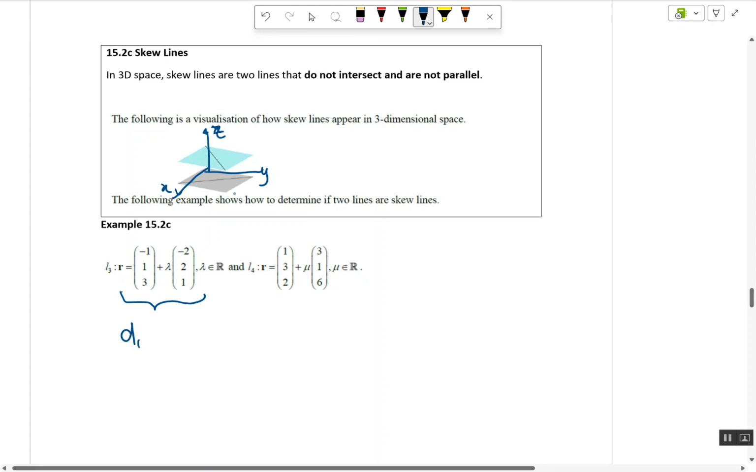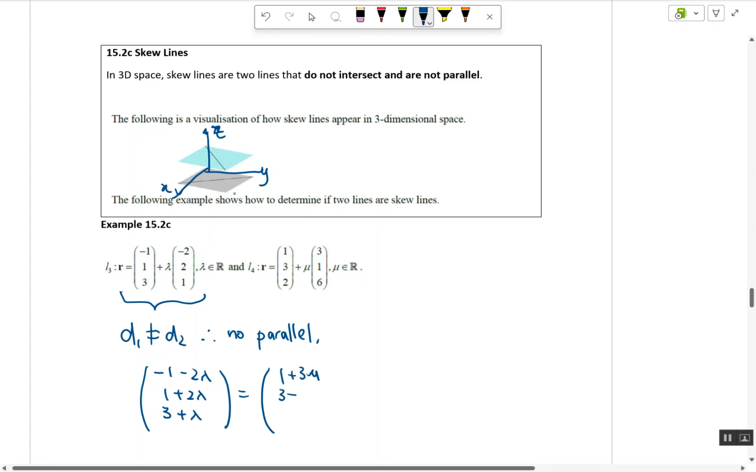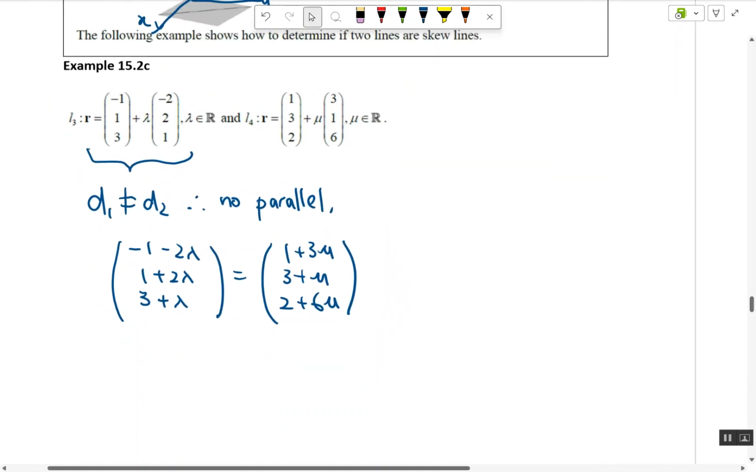So first, again, you have to say that d1 does not equal d2, so therefore not parallel. Because when they are parallel, they also will not meet. Then you can just quickly equate: minus 1 minus 2 lambda, 1 plus 2 lambda, and 3 plus lambda equals 1 plus 3 mu, 3 plus mu, as well as 2 plus 6 mu. Do the same into your GC, form the three equations, put it into GC, and the GC is going to give you no solution. Because there is not going to be a unique lambda or mu that can satisfy this.